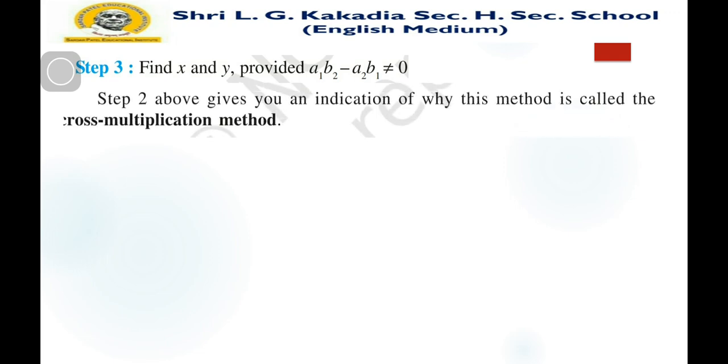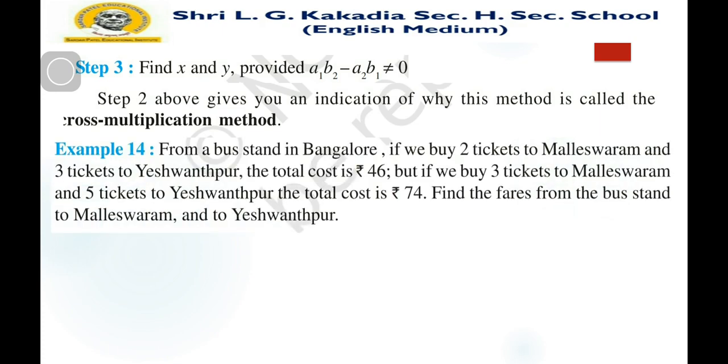So step 2 above gives you an indication of why this method is called the cross multiplication method, as you can see here. So let's take an example and find the value of x and y by using the cross multiplication method.